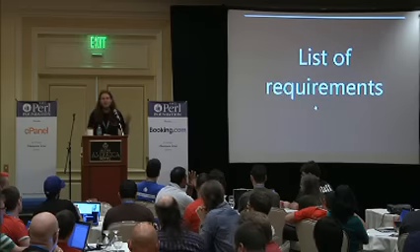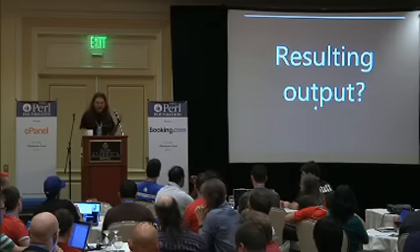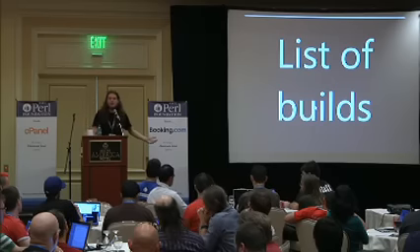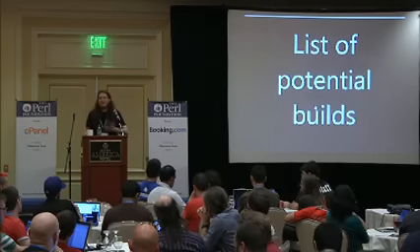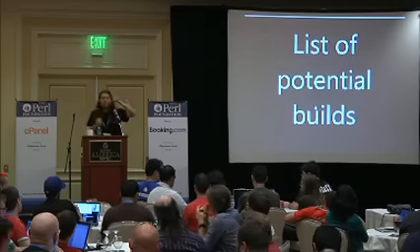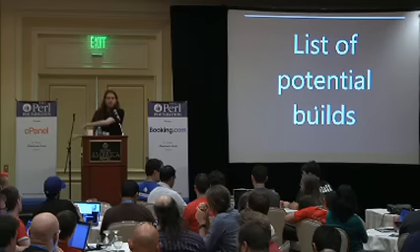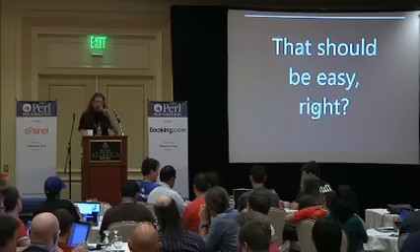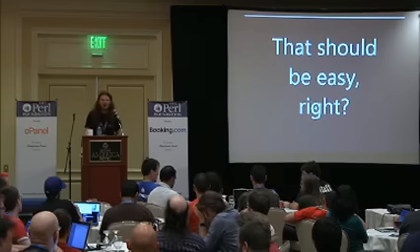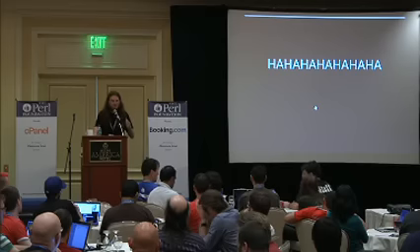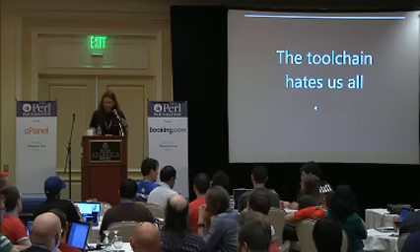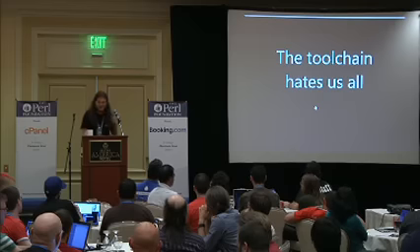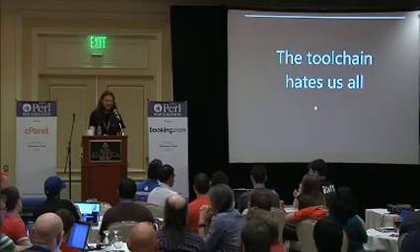So the top level input is a list of requirements, and then your resulting output is a list of builds to install. Or, if you don't already have binary builds, it's a list of potential builds, bearing in mind we can say false, but yes, now I've got full. And yeah, it sounds easy so far, right? As a number of people in this room are very well aware, the toolchain hates us all.